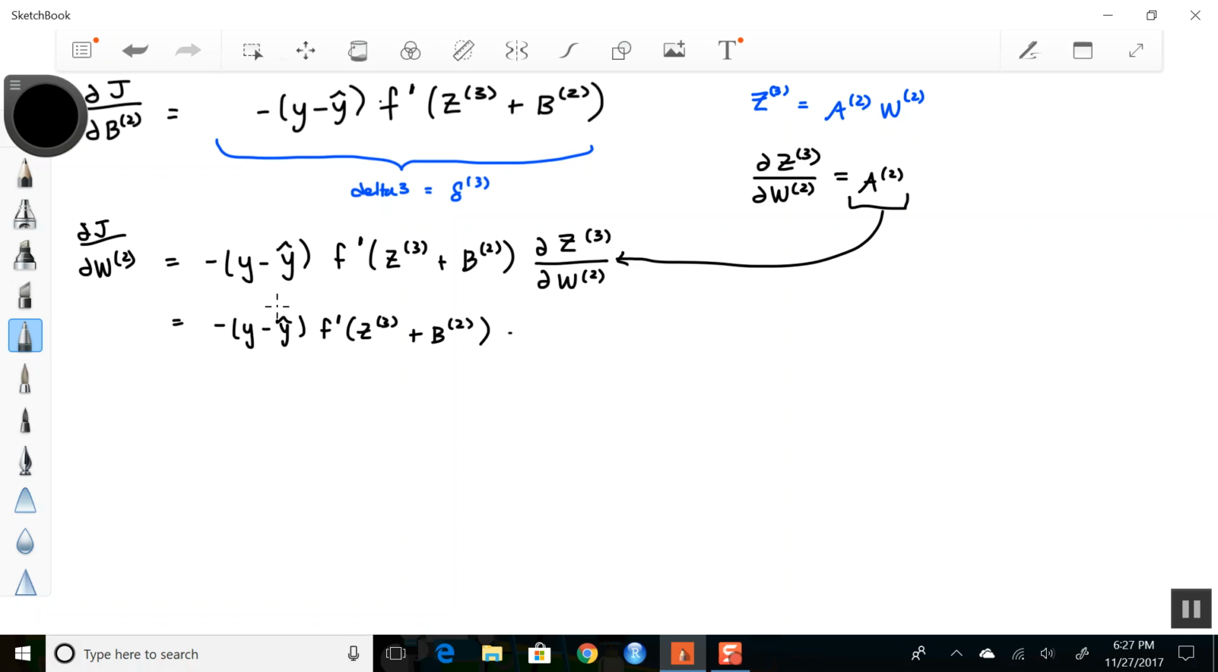So I have this as y minus y hat times f prime of z3 plus this second bias matrix times A2. So this is how it changes there.